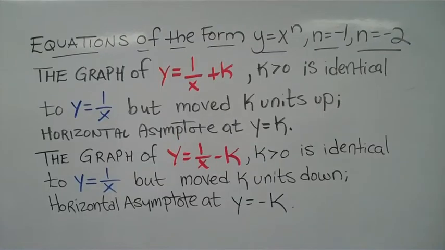The graph of y equals the quantity 1 over x plus k, where k is greater than 0, is identical to y equals 1 over x, but moved k units up. There will be a horizontal asymptote at y equals k. The graph of y equals 1 over x minus k, where k is greater than 0, is identical to y equals 1 over x, but moved k units down, and there will be a horizontal asymptote at y equals -k.